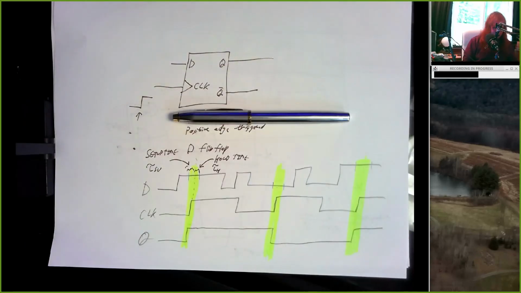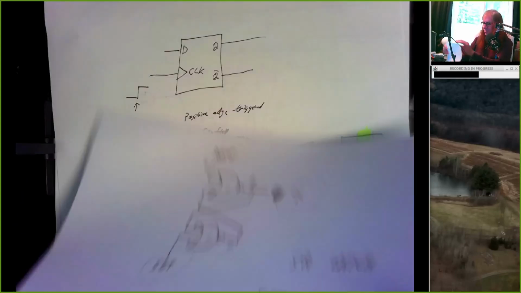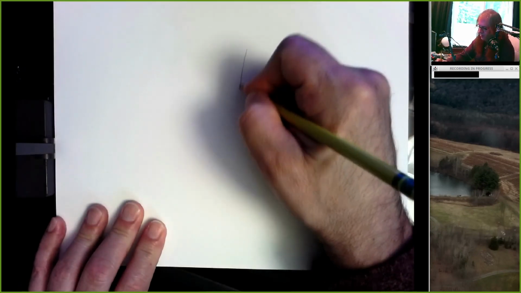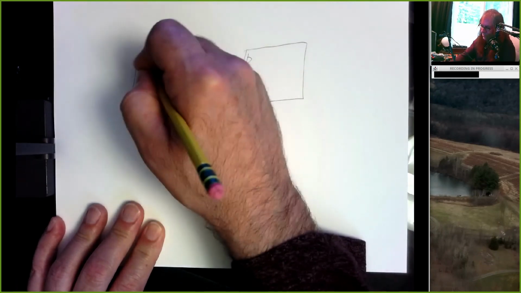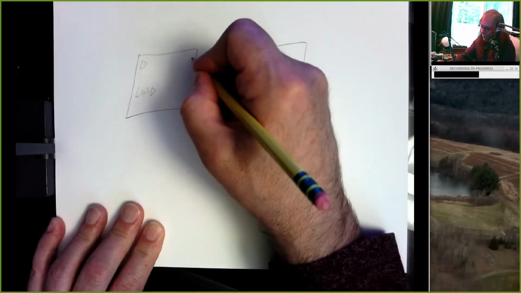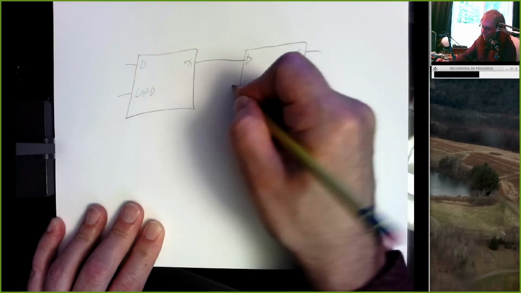But it turns out that constructing an edge-triggered device can be done with two level-triggered devices. Let me just show you how you build one of these using two of these, and then we'll do a break. So these are level-triggered devices. And we're going to connect them together like this.